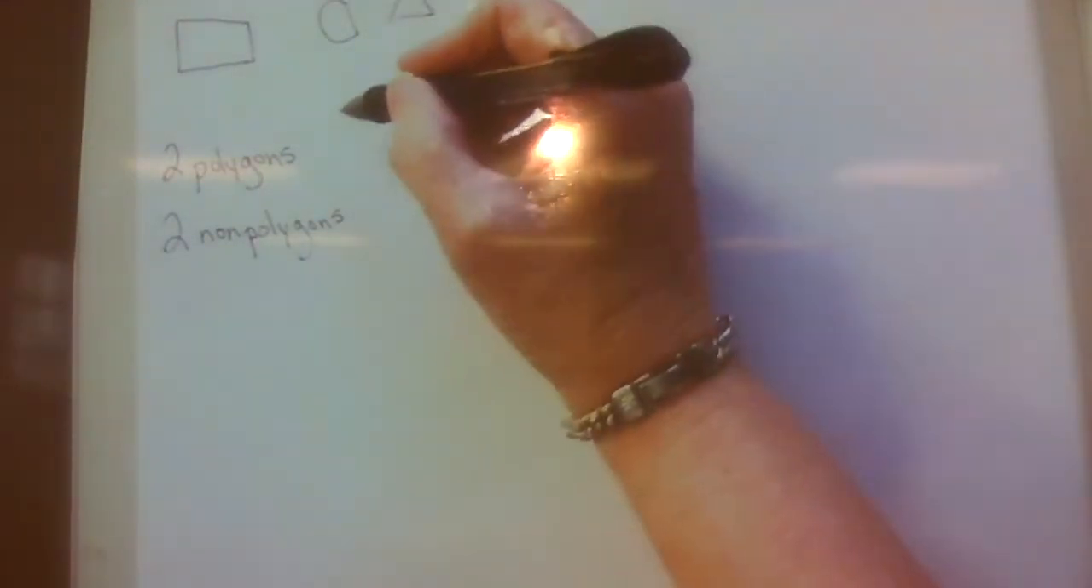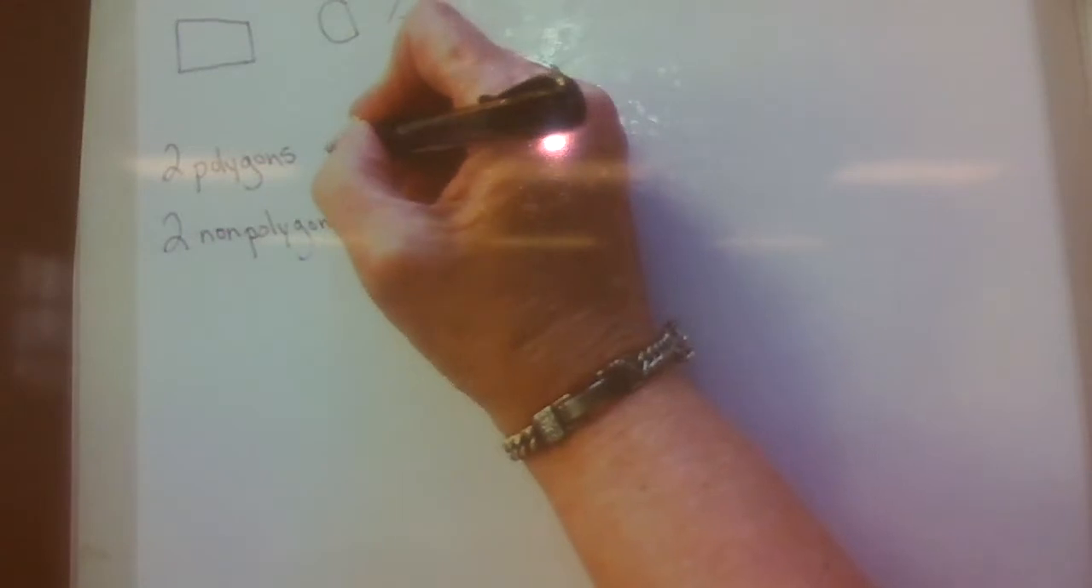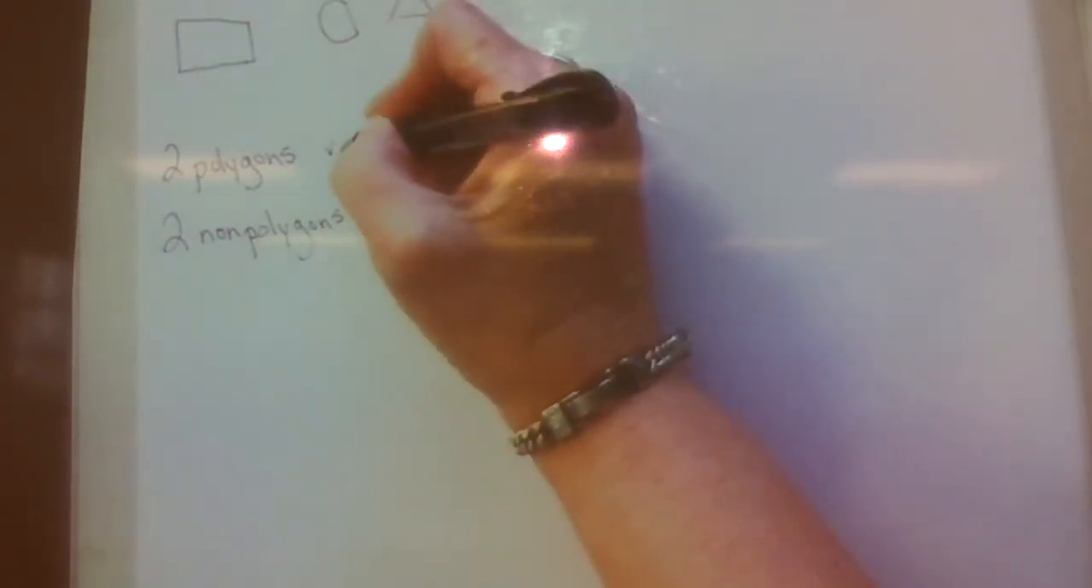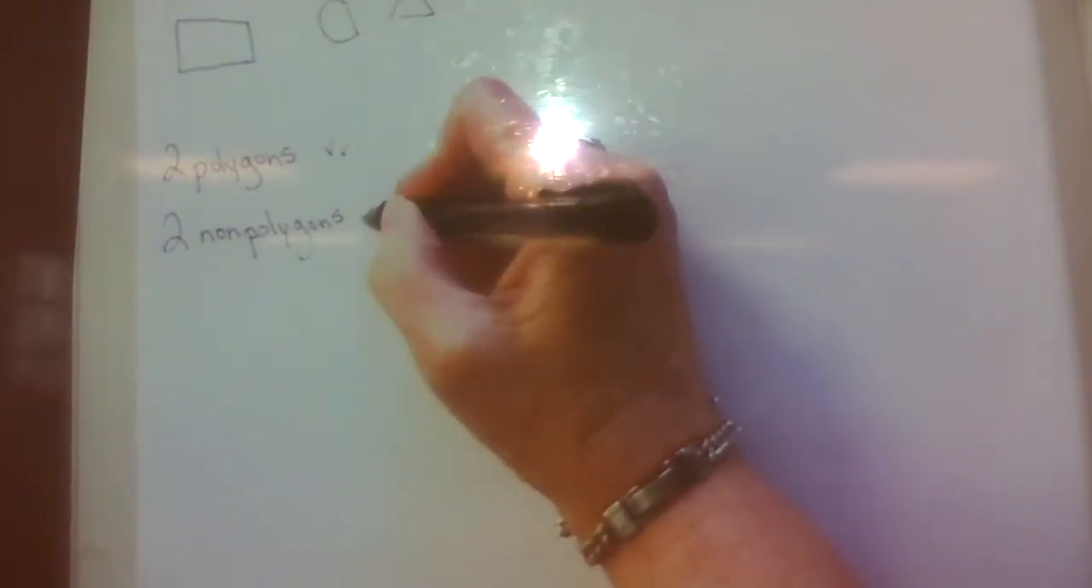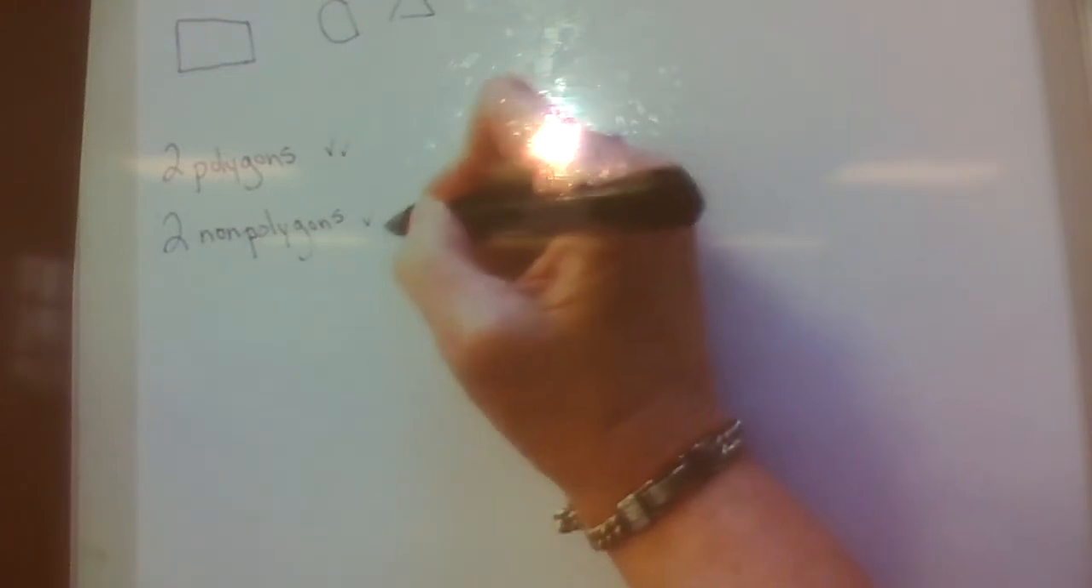Okay, now that you're back, let's check. Do your two polygons have straight sides and no openings? If that is correct, then you did a polygon. Now look at your non-polygons. Are they curved? Do they have openings? If those are true, then you have some non-polygons. Now let's talk about the polygons we did learn about yesterday.